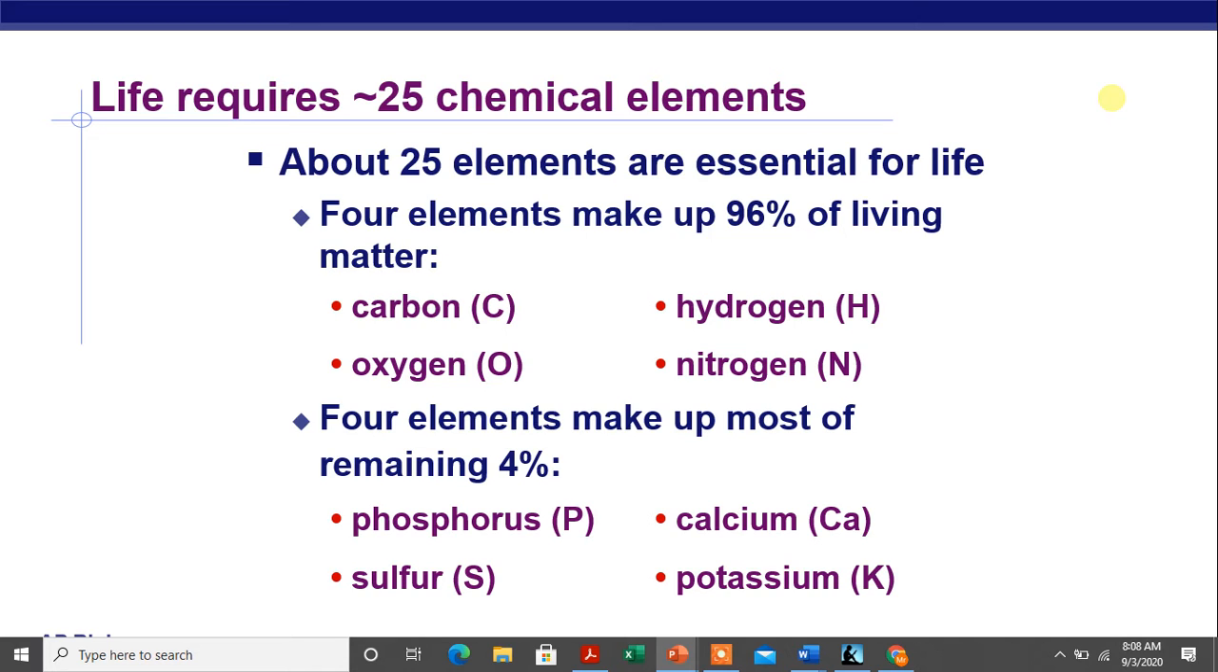And then these other four, phosphorus, sulfur, calcium, and potassium, make up the large majority of the remaining 4%, something like 3.6% made up of these four. So 0.4% are made up of the other 17 elements that aren't on this page, right? About 25 elements are essential. We've got 8 here.